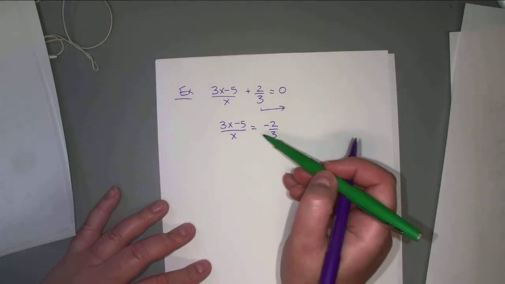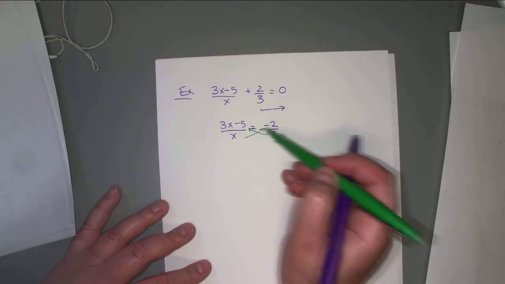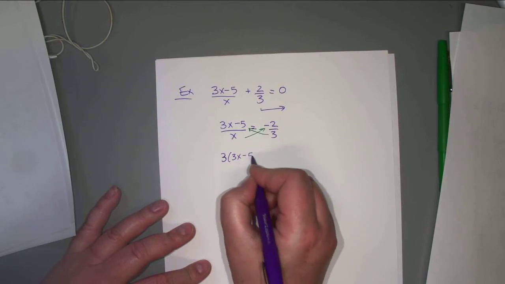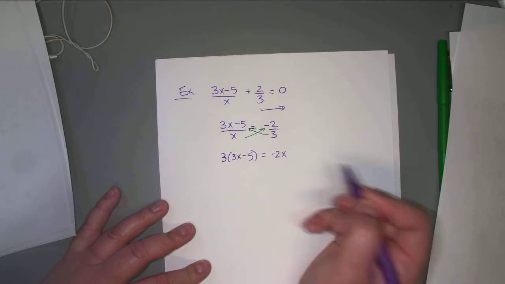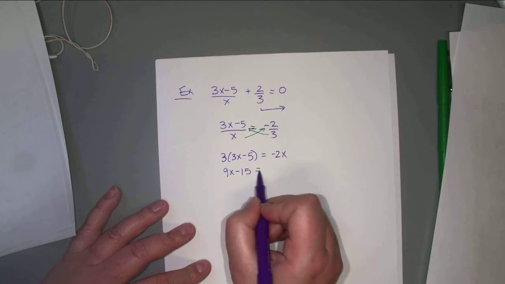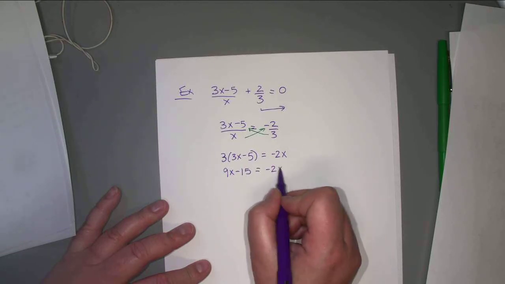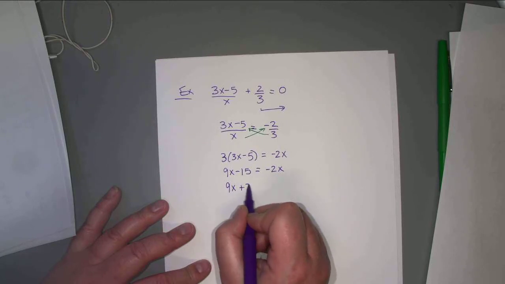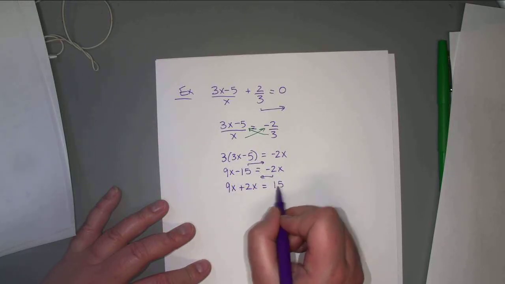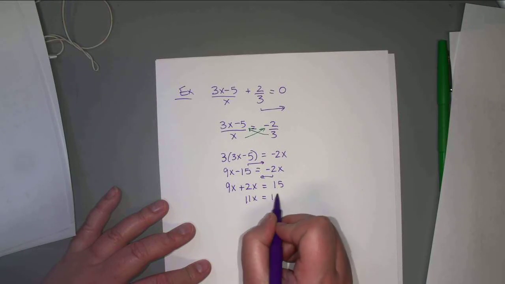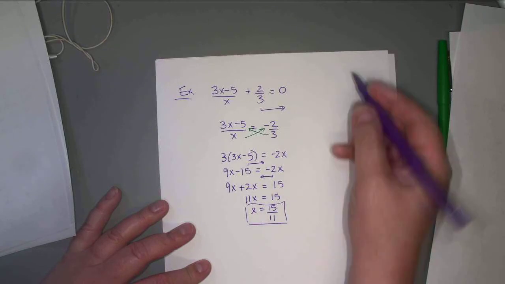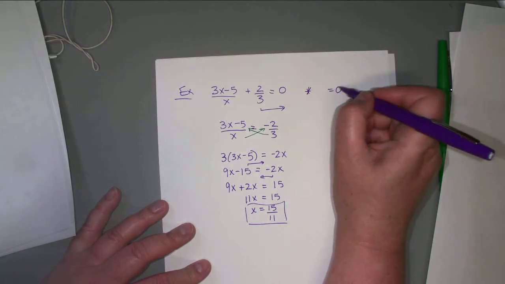So I'd multiply the 3 and the x. So 3 times 3x minus 5 minus 2 times x, which is 9x minus 15 minus 2x. 9x minus 2x, and bringing the 15 to the other side, 11x equals 15, and x is 15 over 11. So just watch this. This had an equals 0, so I would rearrange it first.